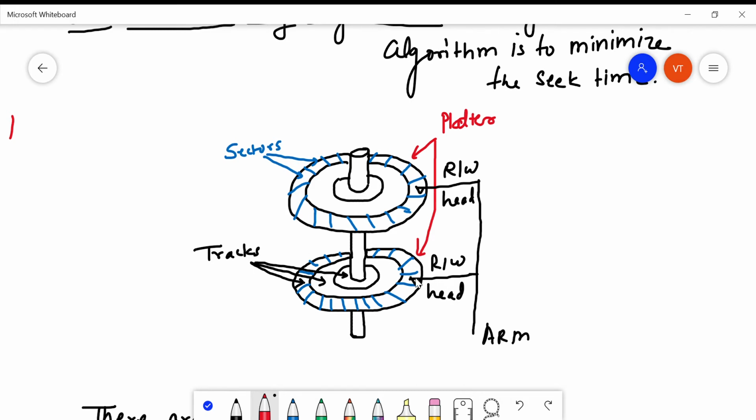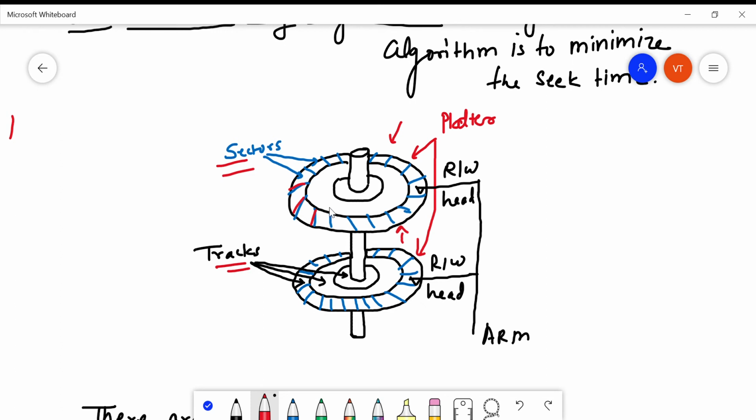The platter will have two surfaces, the upper surface and the lower surface. Each surface will have multiple tracks, and I have shown the multiple tracks here. Each track will have multiple sectors like this. These are the partitions on the tracks. When the operating system or the user stores data, it is saved in these sectors. When we want to read the data, it is fetched from these sectors.